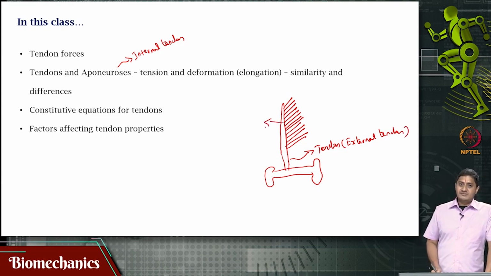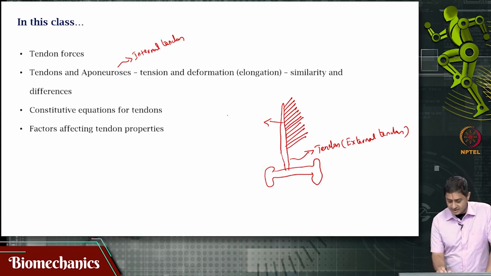That part of the tendon that attaches to the muscle fibers and then on the other end attaches to the external tendon is called aponeurosis. Aponeurosis in singular, aponeuroses with the E in plural, or otherwise called the internal tendon.